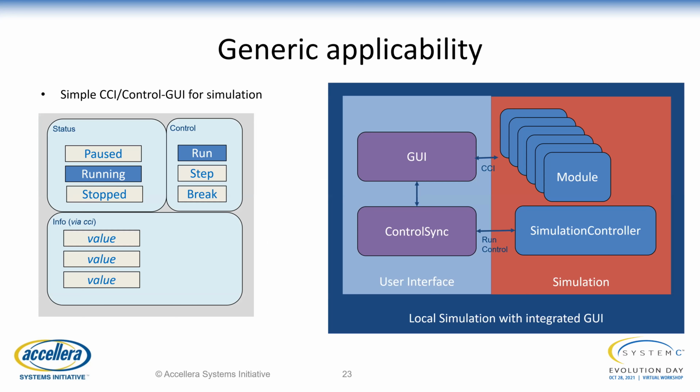So yeah, this is just the simple idea that I had. I mean, just put a GUI on top of your simulation and have basic run, step, break commands. And since we have CCI, we should be able to inspect values that we are interested in our user interface. So, I mean, this is not shocking, I would say. This is pretty straightforward.